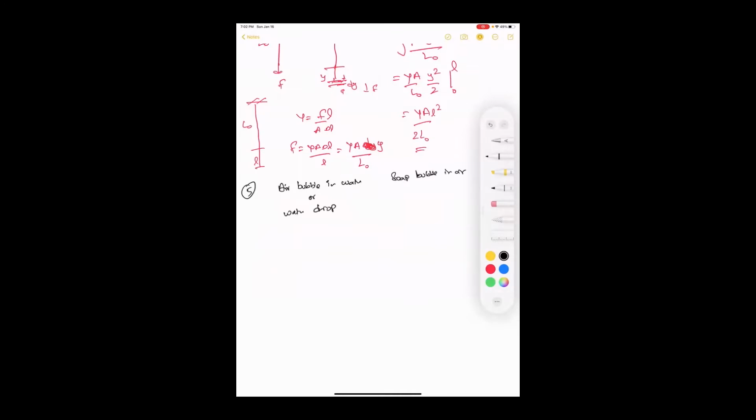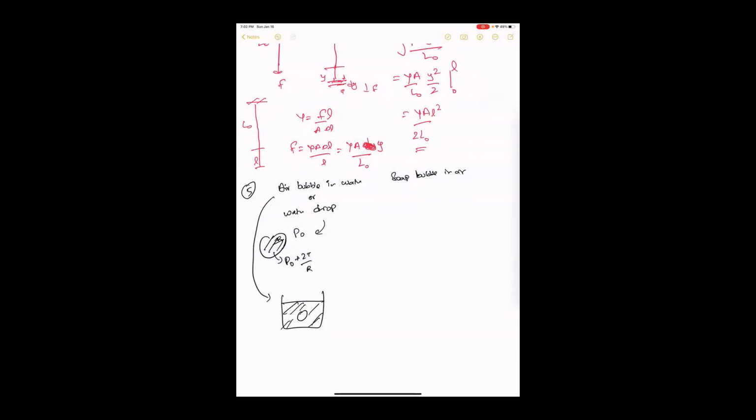See this. If there's a water drop, if outside pressure is P naught, there's a single layer. So inside pressure is P naught plus 2T by R. T is the surface tension, R is the radius. This is a water drop. And an air bubble: if you take a container, there is water in it and there is an air bubble in it.